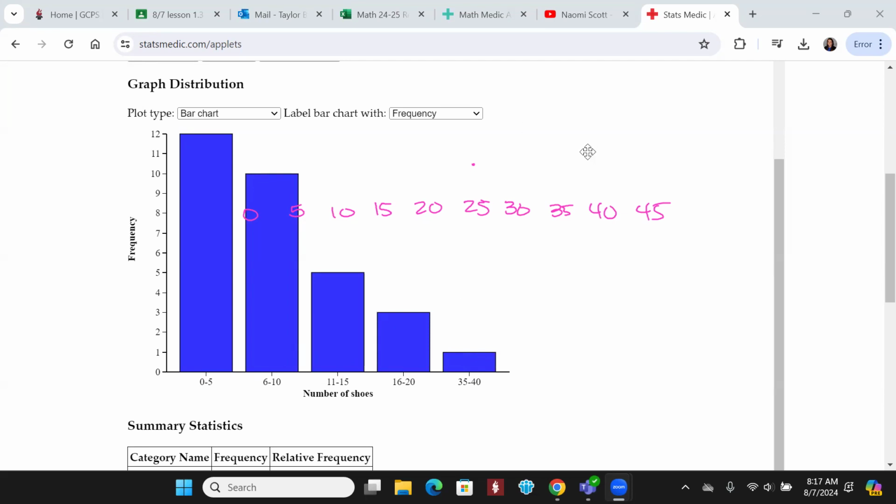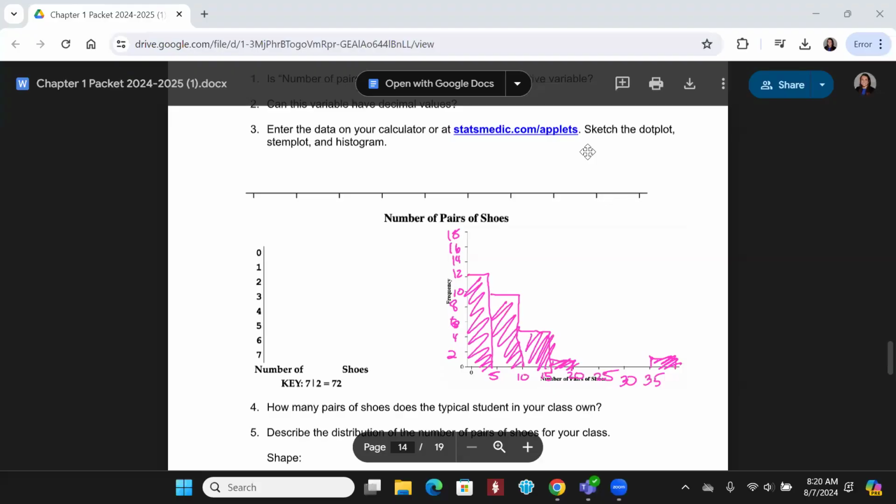Take a second and copy that down. Things I want to point out: there's no space in between the bars. Notice how there's a gap in between here. This is called a histogram.